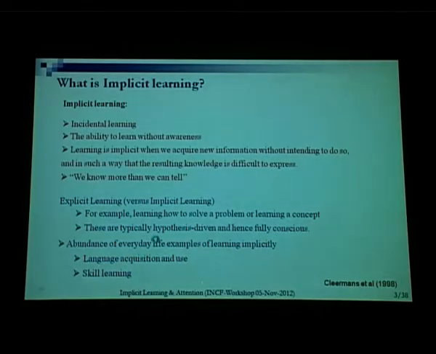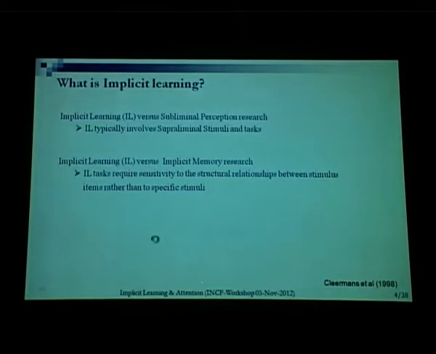And there are abundant examples in real life of learning implicitly. Two of them I put down for their importance. A large part of language acquisition and use involves implicit learning. And in general, skill learning has this: you learn how to ride a bicycle, and I ask you now, give me a description of what happens, right? You cannot tell me how you are able to ride a bicycle, but you can demonstrate it.